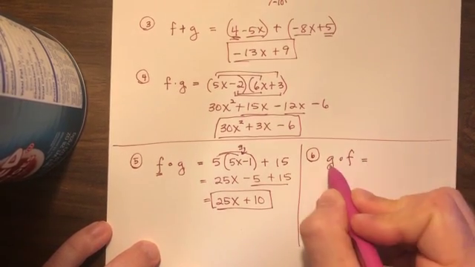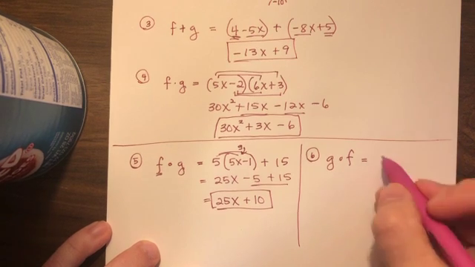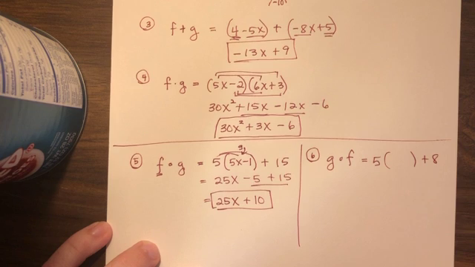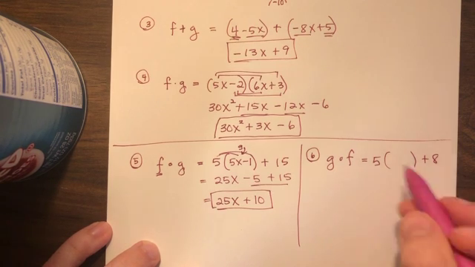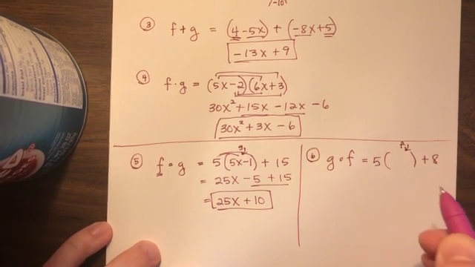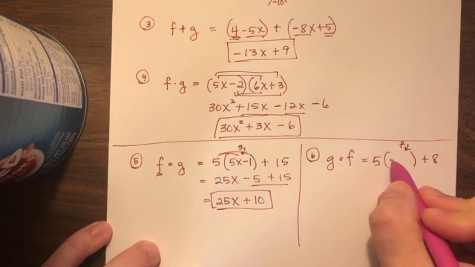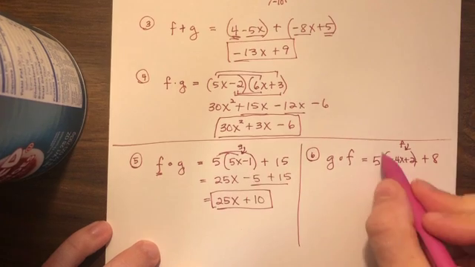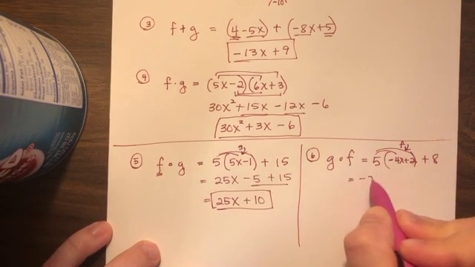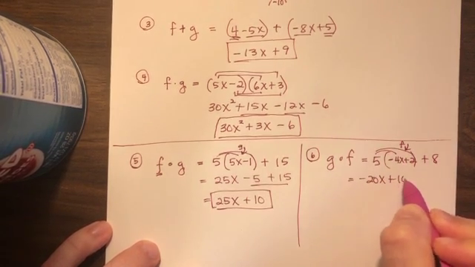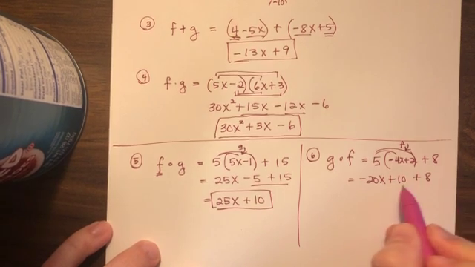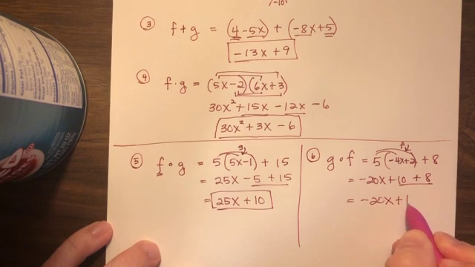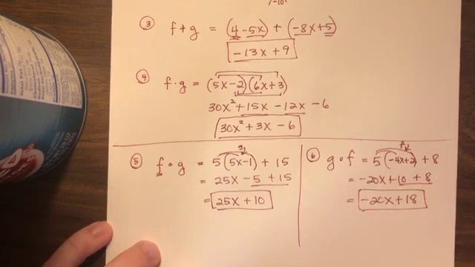Number 5. Number 6 asks you to do it in the other order, the g of f. So here we're going to take g and we're going to write it but with a parenthesis. So that's 5x plus 8. That's what g is. And then whatever f is is going to go into here. So that ends up being negative 4x plus 2. And very similar to this problem, we just distribute and combine. Negative 20x plus 10, and then bring down the plus 8. And then combining those two, they're both positive, so we add, we get negative 20x plus 18. All done.